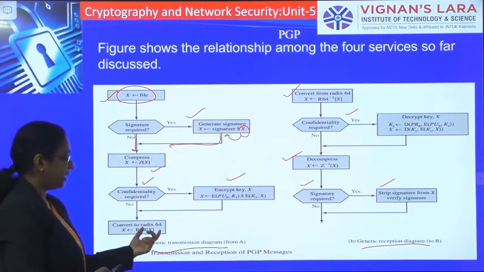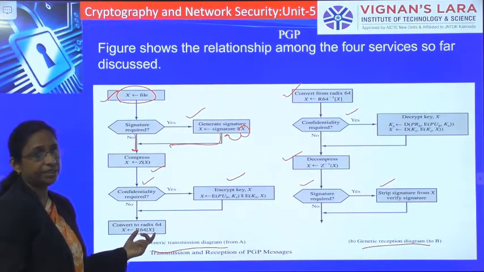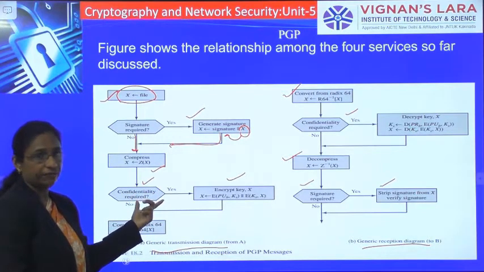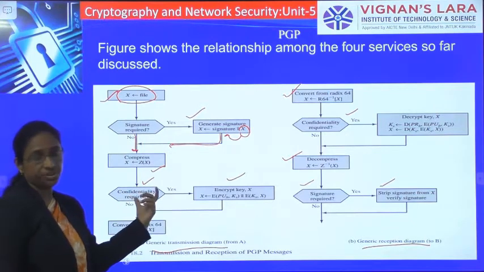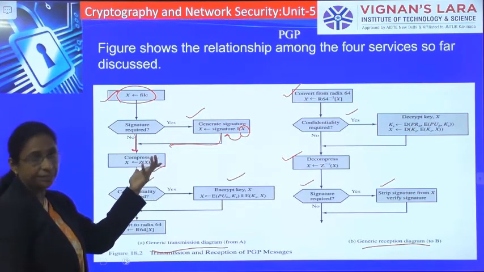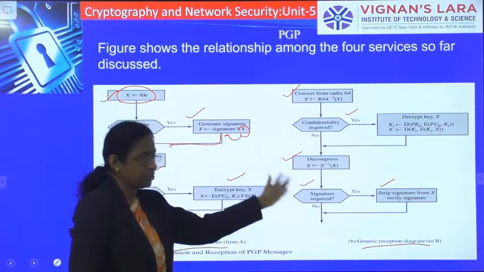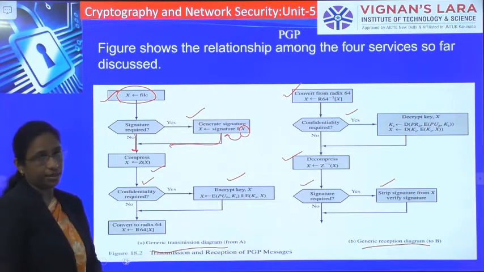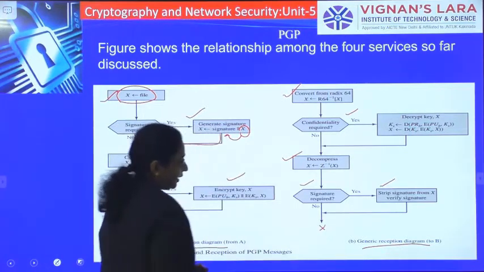Okay, by using the radix 64, you will be converting the printable characters to a binary string, and then confidentiality. If we have done confidentiality at the sender side, then decryption will be performed, and then decompression is done, and then we will be verifying the signature. Okay, signature is verified. So at the reception we will be going from down to up, and after verifying the signature, you will be getting the message X.